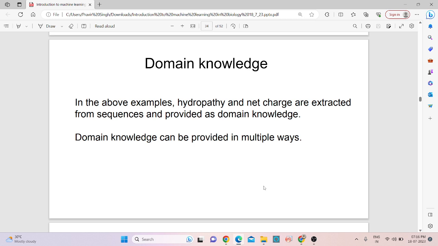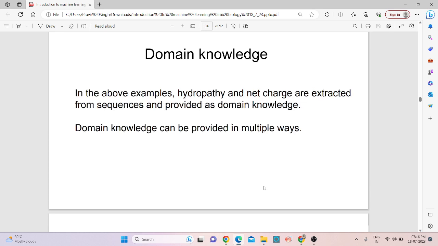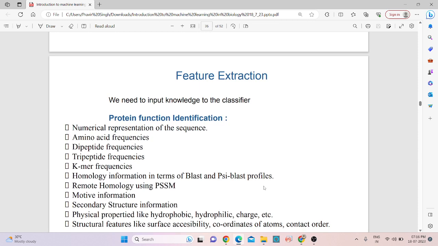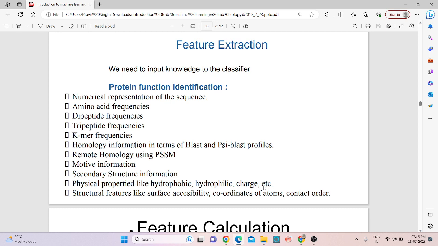So domain knowledge can be provided in multiple ways. In protein function identification, from the sequences, we can provide multiple sets of domain features. We can numerically represent the sequence in terms of the numbers of amino acids, 1 to 20. So you can number them and use that numerical sequence as input to the algorithms.